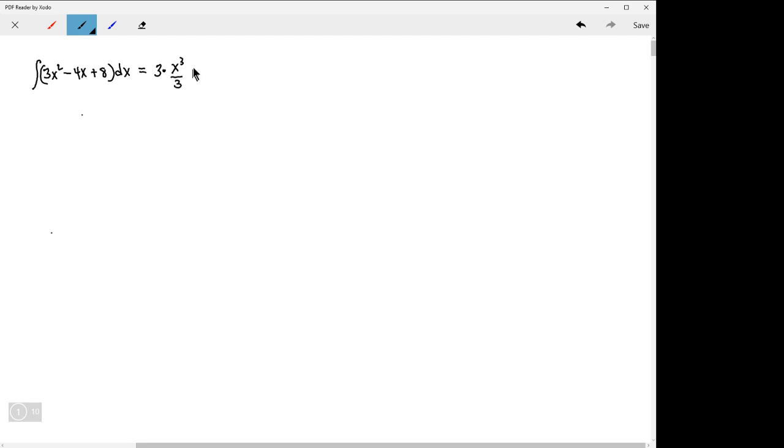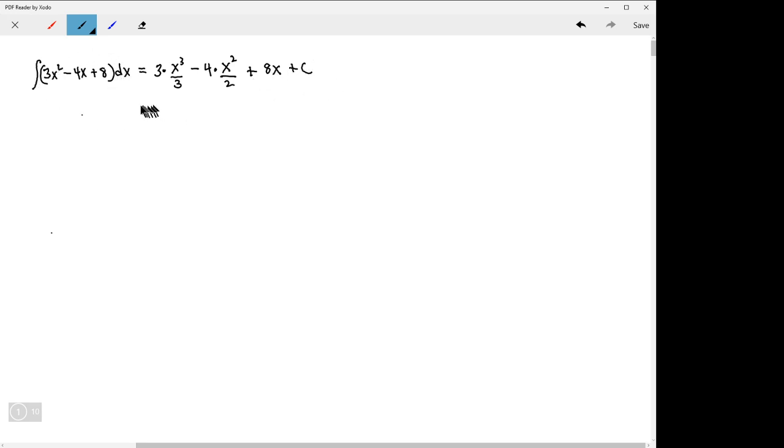Add 1 and divide. Minus 4x, so that's going to be 4 times the antiderivative of x, which is, again, add 1 and divide, plus the antiderivative of 8, which is going to be 8x, and then we say plus c, because we don't know from the beginning if there was a constant involved in the original problem that led to this as the derivative.